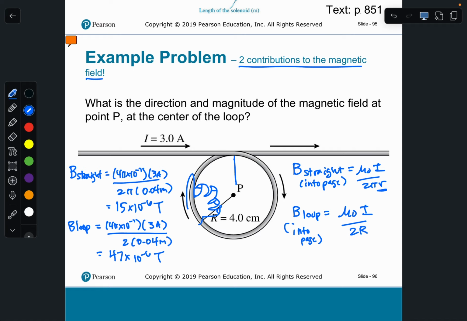Okay, so 15 plus 47. So my total is going to be 62 into the page. Okay, so vector addition. Yeah.